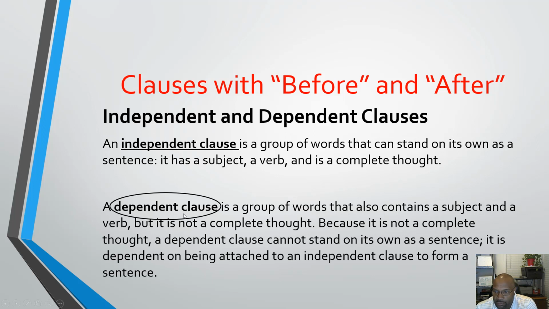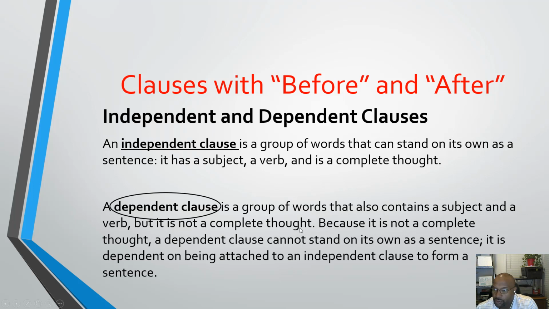Let's look at a dependent clause. A dependent clause is a group of words that also contains a subject and a verb, but is not a complete thought. Because it is not a complete thought, a dependent clause cannot stand on its own as a sentence. It is dependent on being attached to an independent clause to form a sentence. So the big thing to remember about the dependent clause is that it cannot stand on its own. And if you've noticed here, I have underlined independent clause and I circled dependent clause, right?